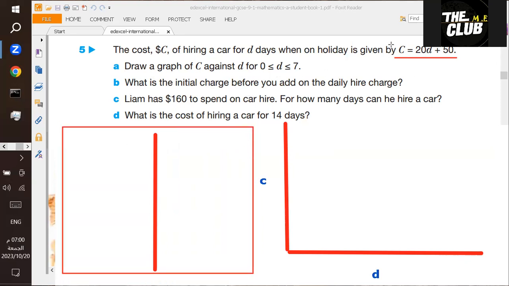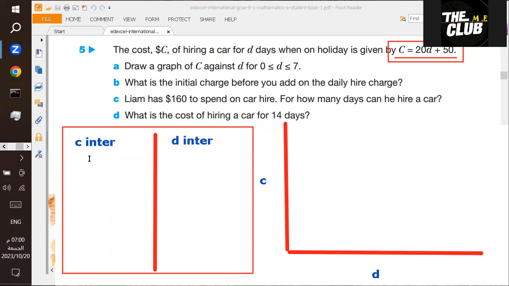Now, here I have the equation. I'm going to use it. So C equals 20D plus 50. First thing, I need to find the D-intercept and the C-intercept, نفس ال X وال Y-intercept, okay? So here, I'm going to find the C-intercept, and here, I'm going to find the D-intercept.